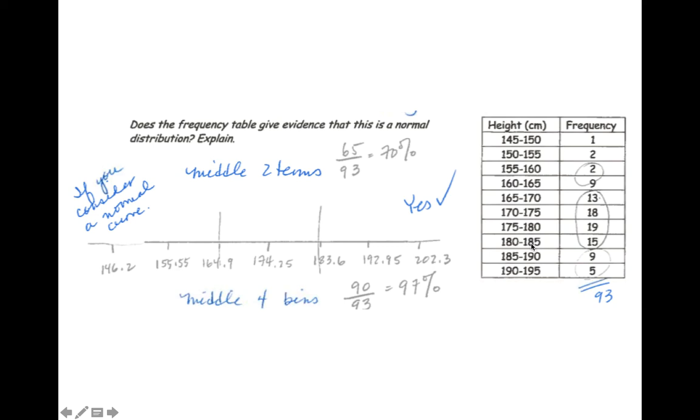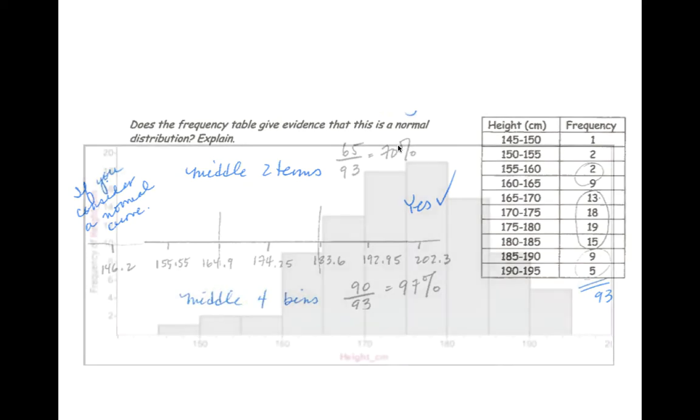That's a little further than what we need to go. So when we add this up and find that it is 65 out of 93, we know it's a little bit less, which is looking very hopeful that the two middle terms are pretty close to 68%.